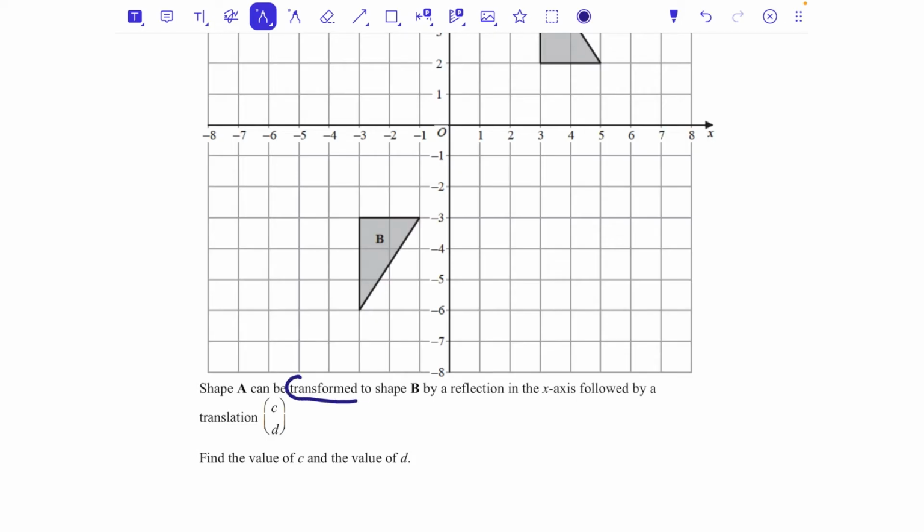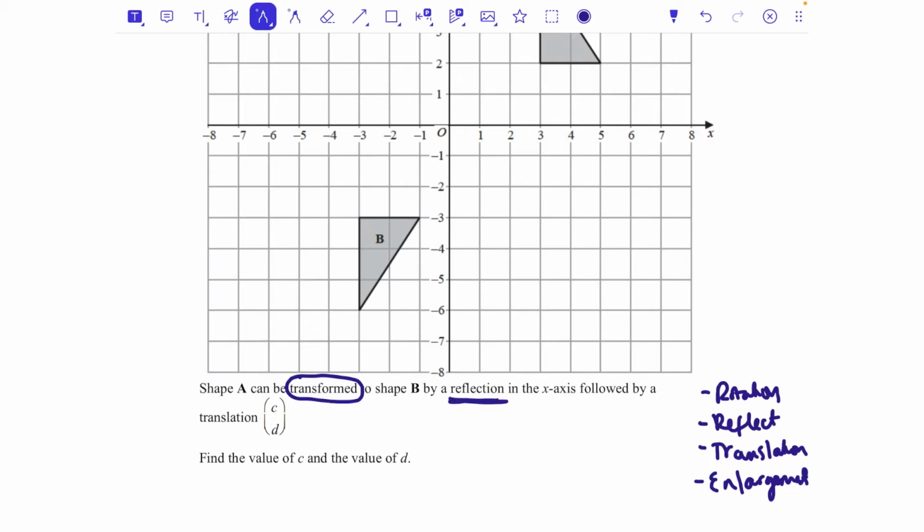Now, transformed is the name of all of them. Remember that transformations, you've got rotation, you've got reflection, you've got translation, and you've got enlargement. Don't confuse transformations with one of those. It is the name of all of them. So we've got rotation, reflection, translation, and enlargement. Shape A can be transformed, so by one of those, to shape B by reflection.